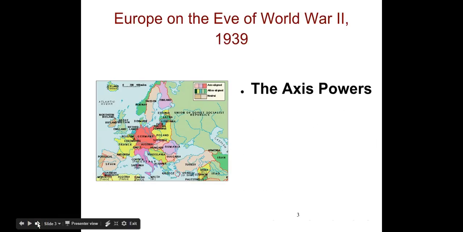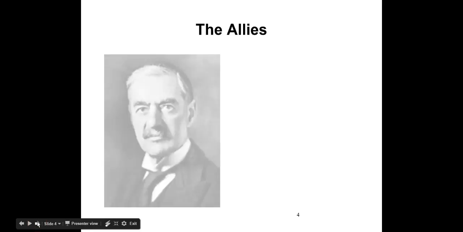And speaking of which, the Axis powers, the enemy: Germany, right here, Italy, which is this area here in light pink, and Japan, which you cannot see on this map. These are the Axis powers. So let's jump into who is who.